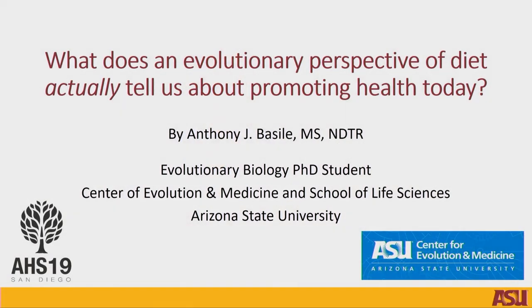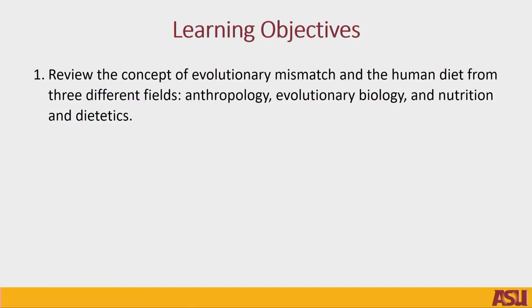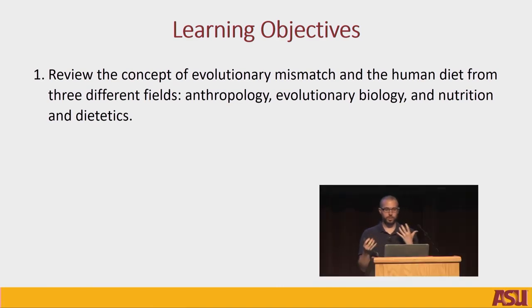I've been thinking a lot about this question, and I'm very excited to share my thoughts with you all. So just a quick run through of the learning objectives that were published. We're going to review the concept of evolutionary mismatch and what it means for the human diet. And we're going to look at the perspective from three different fields: the anthropological perspective, the evolutionary biology perspective, and also the nutrition and dietetics perspective.